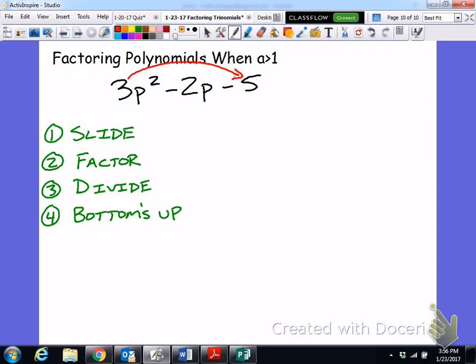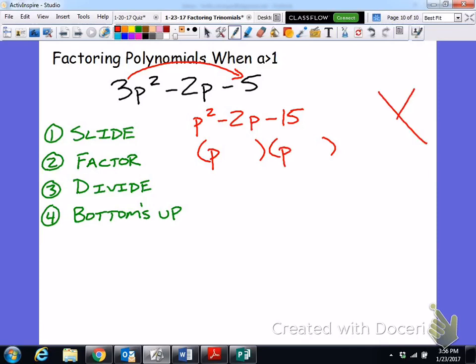All right, so we rewrite it as p squared minus 2p minus 15, because 3 times a negative 5 is a negative 15, so we write it as minus 15. Then we have to factor as if a was equal to 1. So we open our parentheses, and we fill in our variables with a p at the beginning of each one.